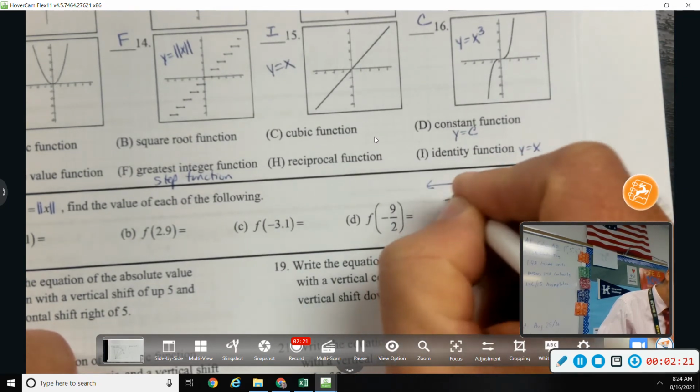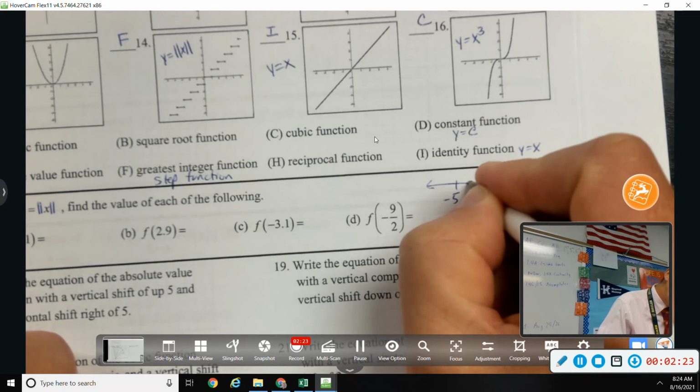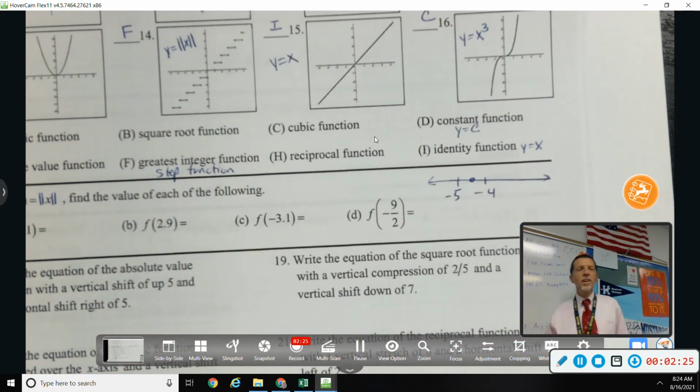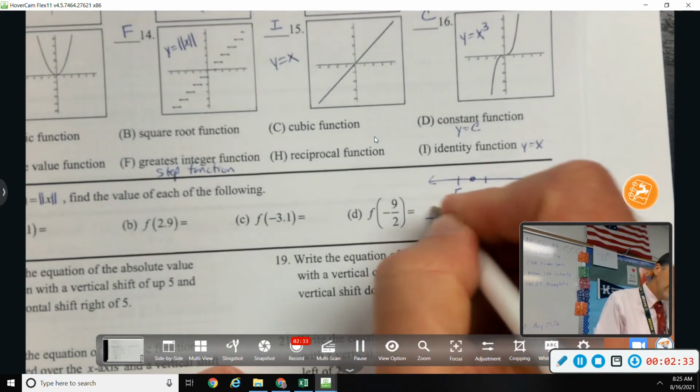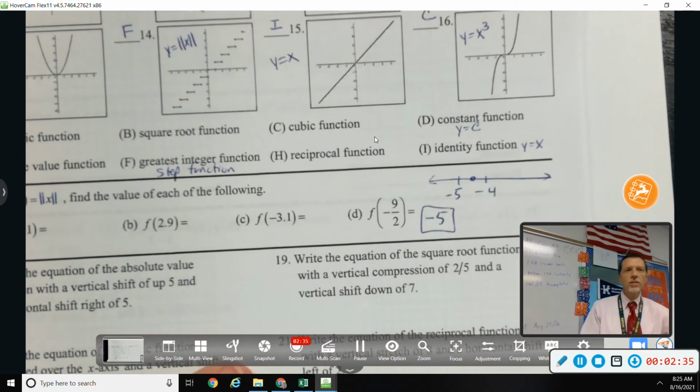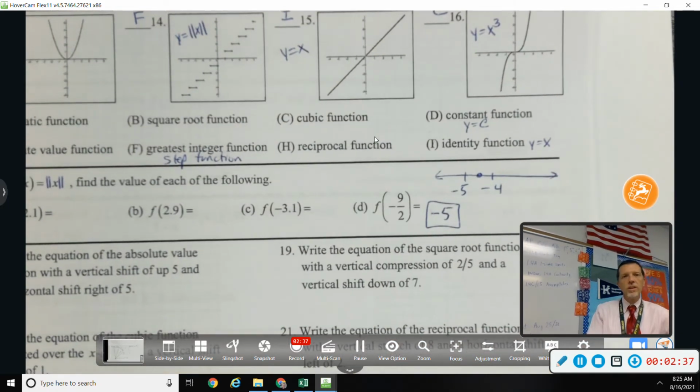Negative 4, negative 5. We're at negative 4.5. If I want to round down or round left, you don't really use the term round left, but that's what we're doing. So yes, that would be negative 5. So good catch on your part. I could say I was just testing you, but that would be a lie. I worked the key quickly and I made a mistake.